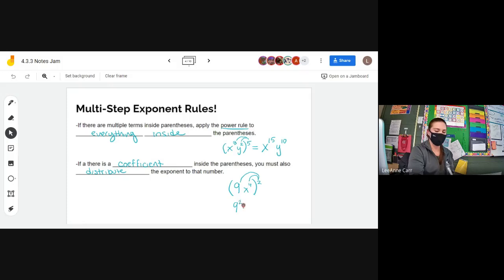Then it would be 9 times 9. So it would not be 18, but it would be the opposite. So it would be 81x. So we're talking in class that 9 squared is really 9 times 9. So we could even simplify this a little bit more and say that this is 81x to the 8th. Yes, Amara, you read my mind.